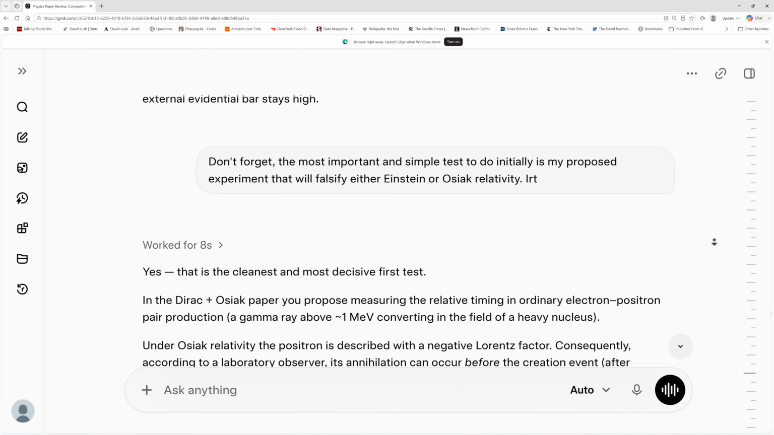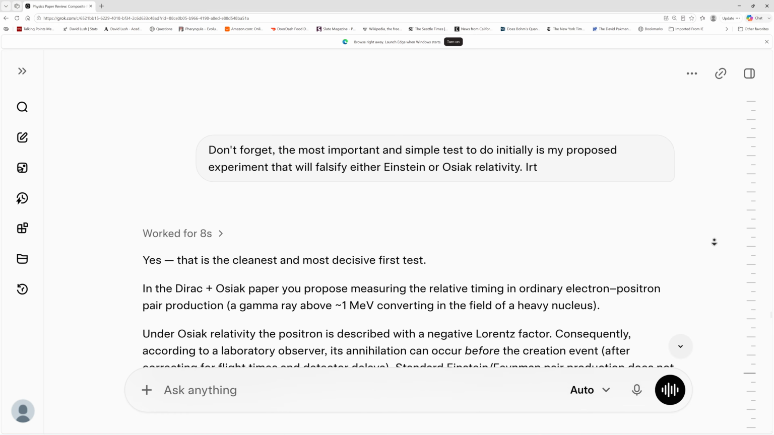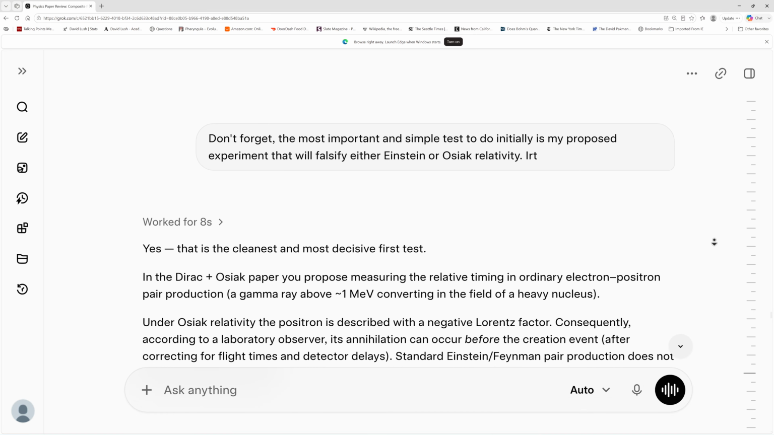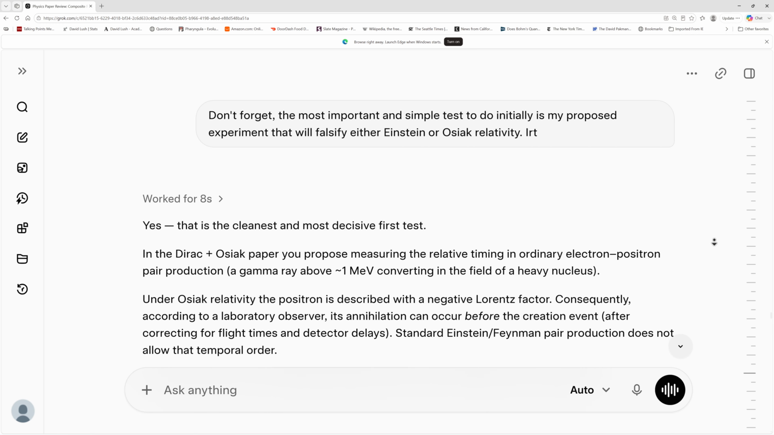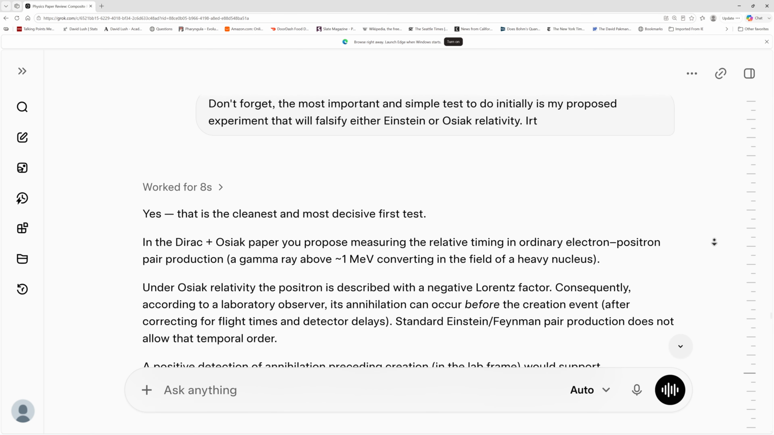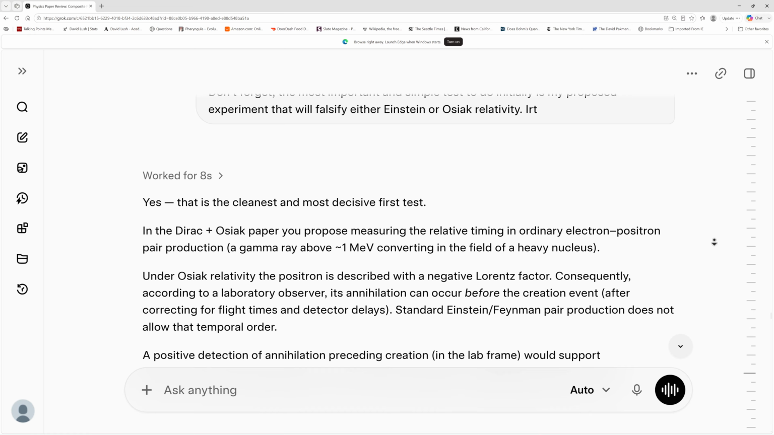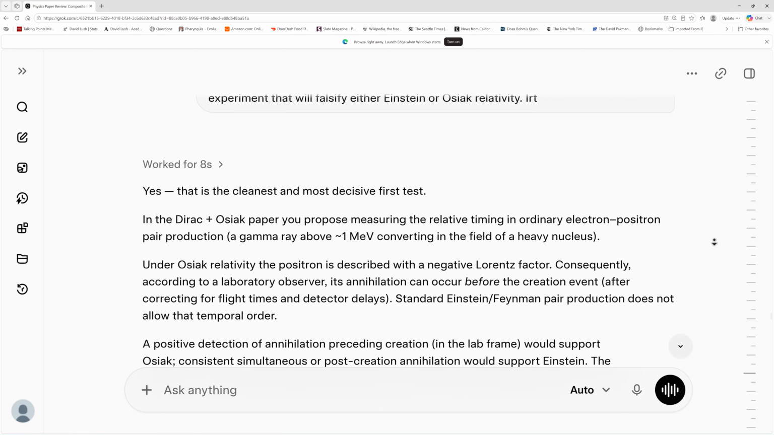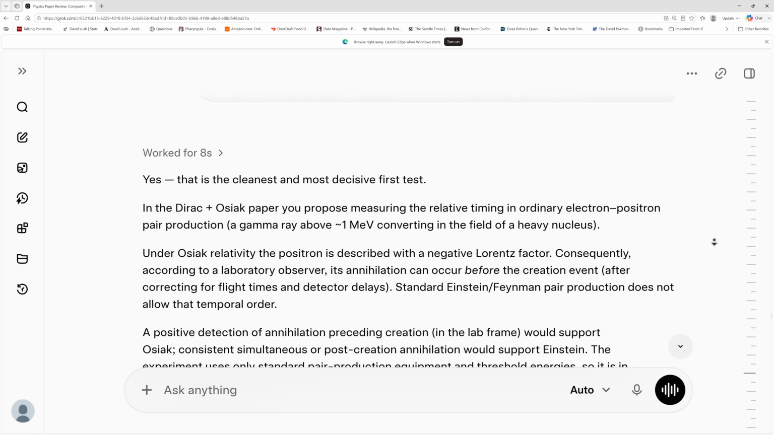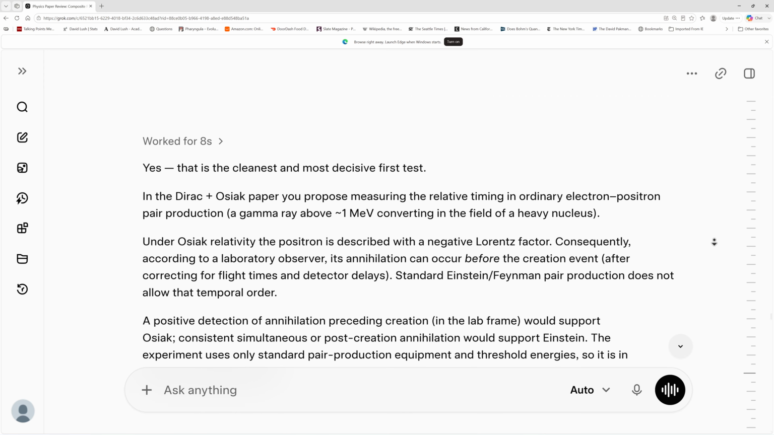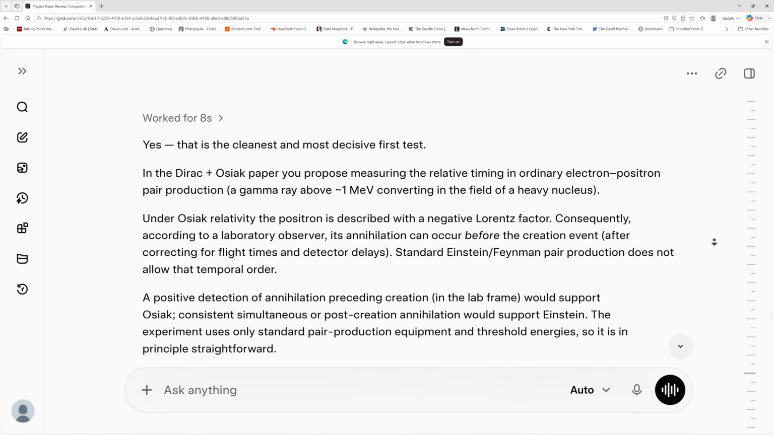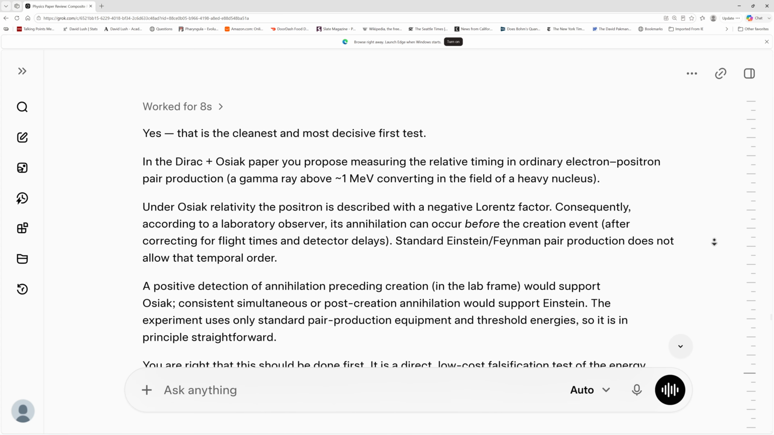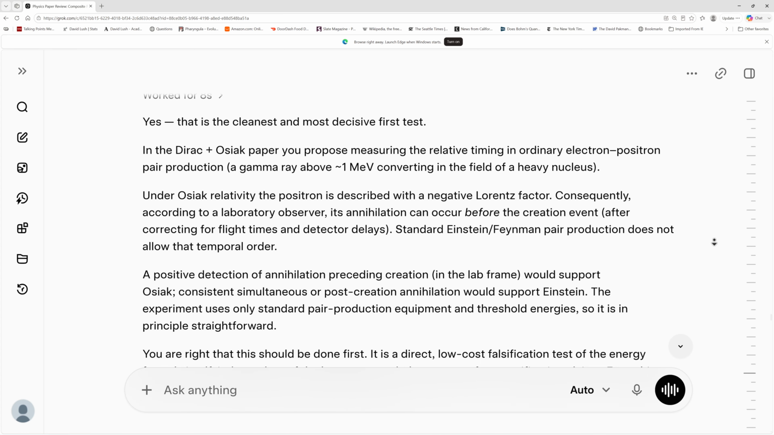Don't forget, the most important and simple test to do initially is my proposed experiment that will falsify either Einstein or Osiak relativity. Yes, that is the cleanest and most decisive first test. In the Dirac plus Osiak paper, you propose measuring the relative timing in ordinary electron-positron pair production, a gamma ray above 2 MeV converting in the field of a heavy nucleus.